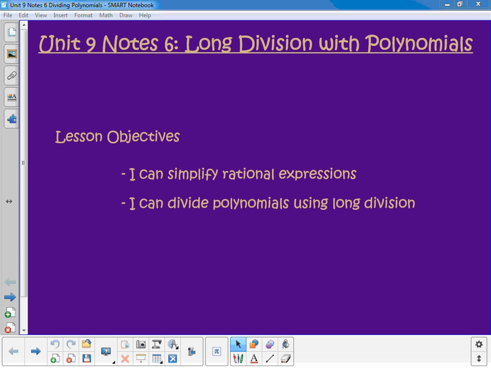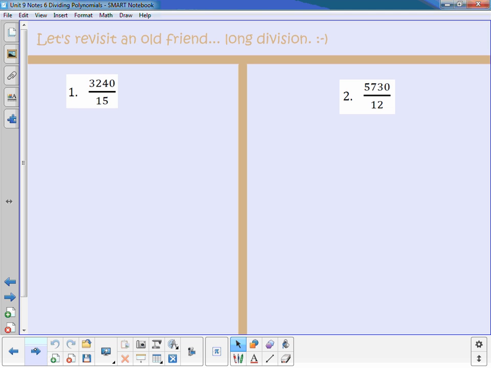We are on Unit 9, Note 6, which is doing long division with polynomials. Our lesson objectives for today are: I can simplify rational expressions, and I can divide polynomials using long division. So we're just going to take a little trip down memory lane and revisit our old friend long division.